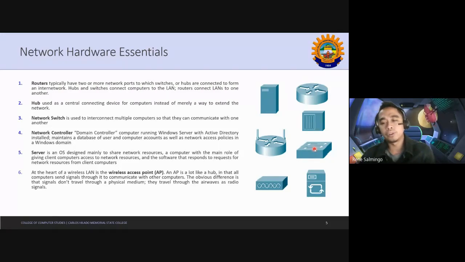And where is your domain controller? This is your domain controller. And where is the server? The server usually is a cabinet. A server is this image in your Packet Tracer. And your wireless access point, where is it? This is your wireless access point. You have a radio wave signal image on the box.